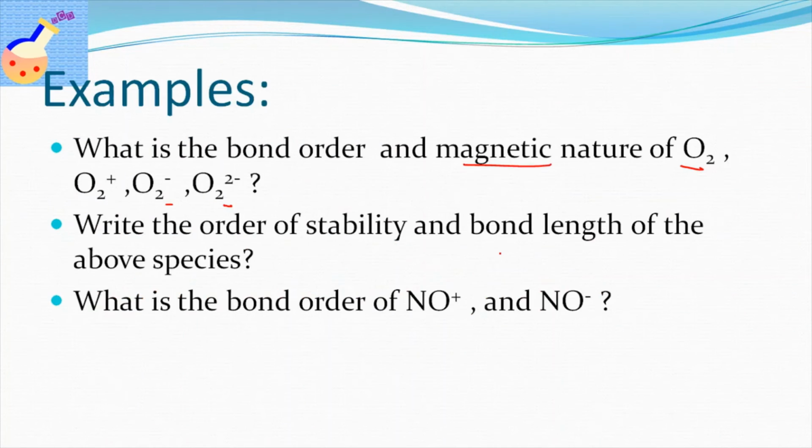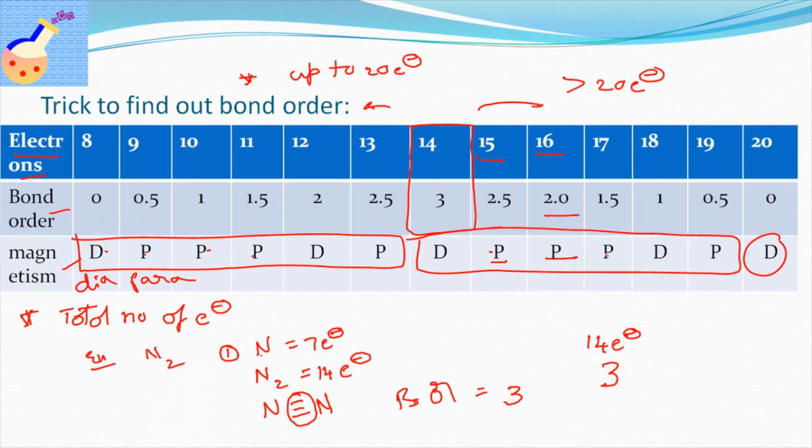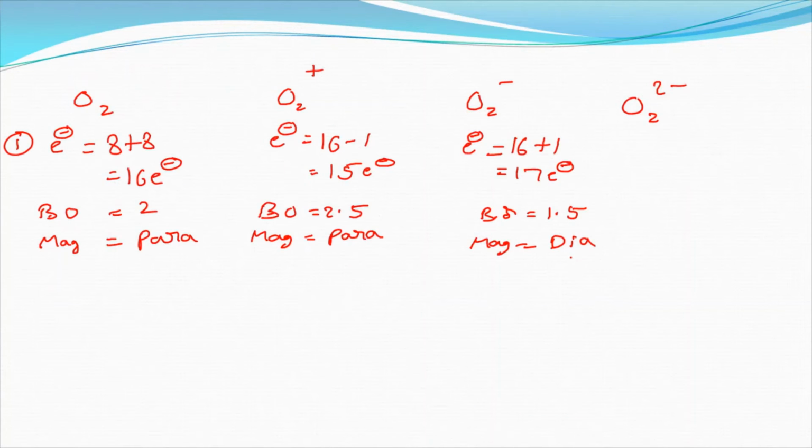Now coming to the next one, O2 negative. Total number of electrons are 16 plus 1, 17 electrons. So the bond order is equal to 1.5. Got it? And magnetic nature is dia. If you have any doubt, you can also cross check it with the table. So 17 electrons, 1.5, para. See here, I have written wrongly. Sorry, it is paramagnetic.